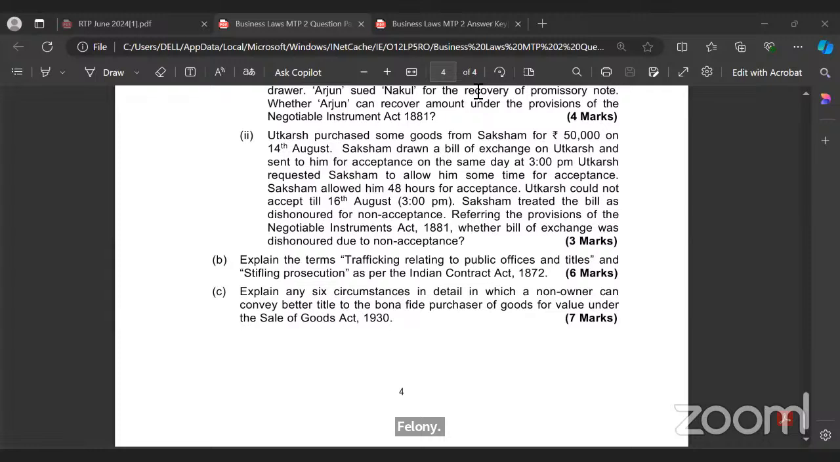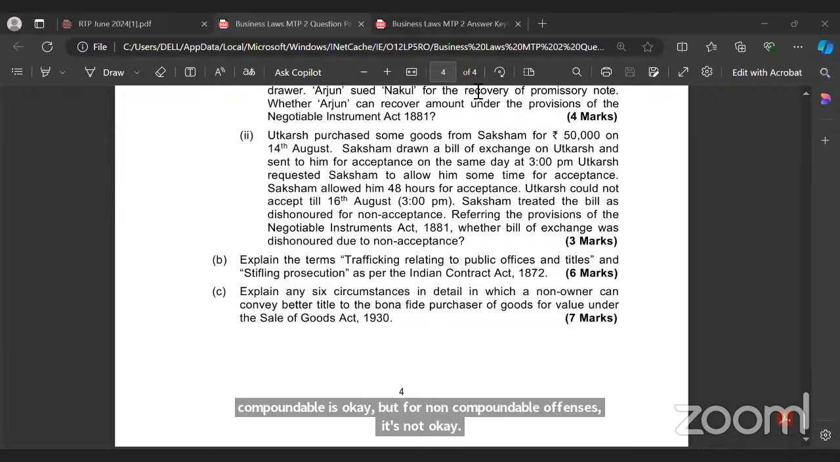The compromise of any public offense is generally illegal. For example, when a party agrees to pay some consideration to the other party in exchange for the latter promising to forego criminal charges against the former, it is an agreement to stifle prosecution and therefore is void. Under the Code of Criminal Procedure, there is, however, a statutory list of compoundable offences and an agreement to drop proceedings relating to such offences. For compoundable offenses, it's okay, but for non-compoundable offenses, it's not okay. Understand?